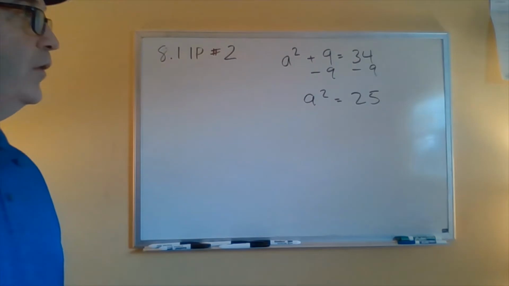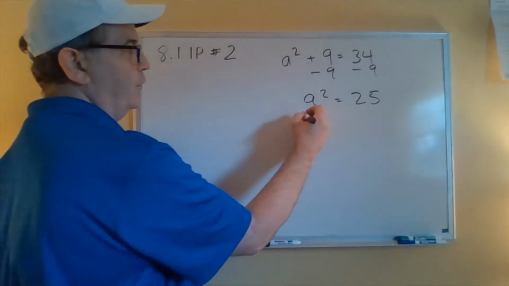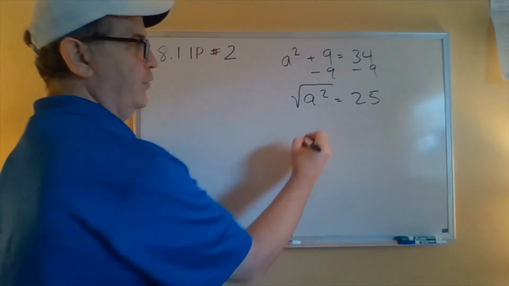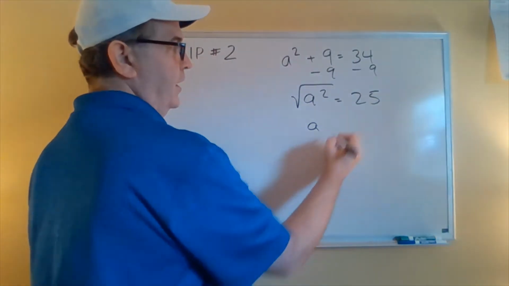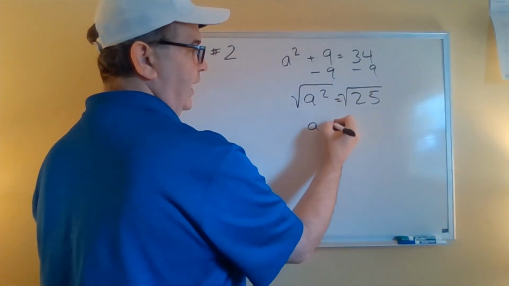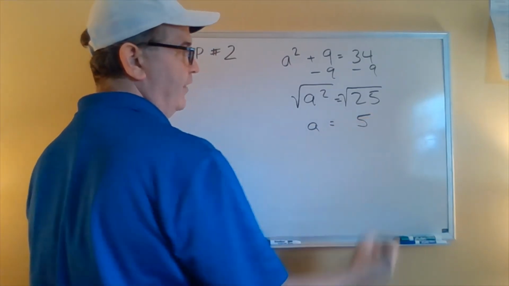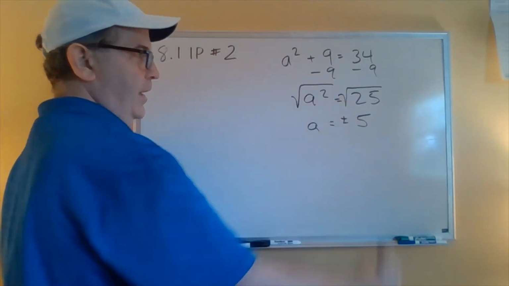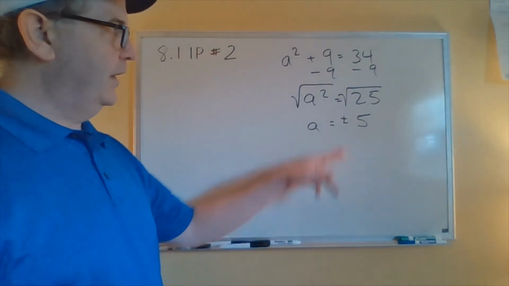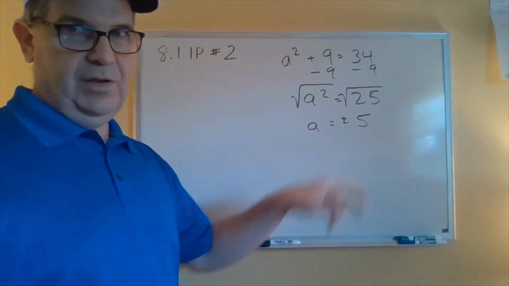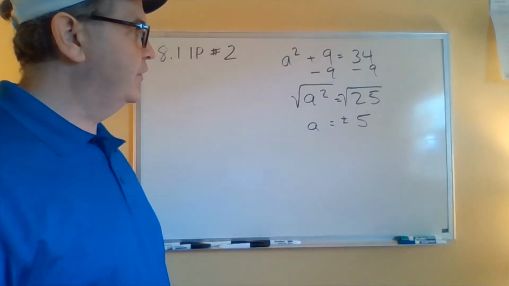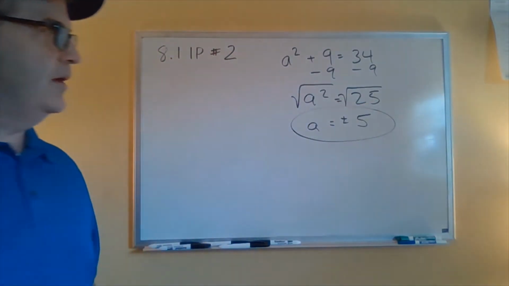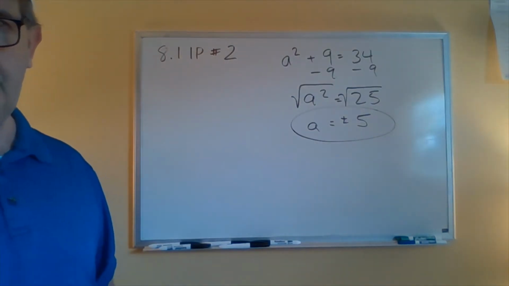I'm trying to solve for my variable a here. So if I have a squared, I want to get just to a. I take the square root. If I take the square root of a squared, that's going to give me a. I want to take the square root of 25. Well, we know the square root of 25 is 5, but remember there's a plus or minus, because positive 5 times positive 5 equals 25, but negative 5 times negative 5 also equals 25. So our answer for number 2 is a equals plus or minus 5.